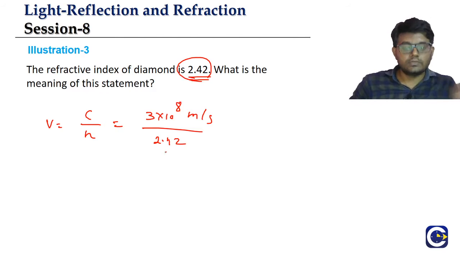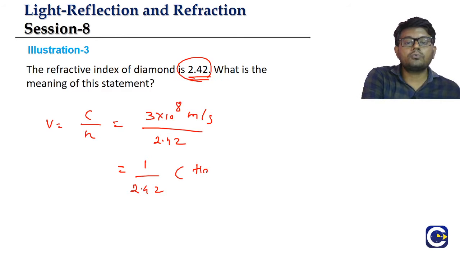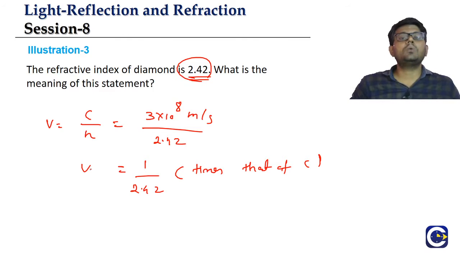And this also tells us that the speed of light in the medium is 1 by 2.42 times that of the speed of light in the vacuum. C is the speed of light in vacuum. So the V value will be equal to 1 by 2.42 times the speed of light in the vacuum. This is what we will be able to understand.